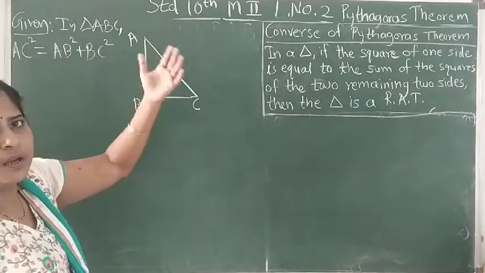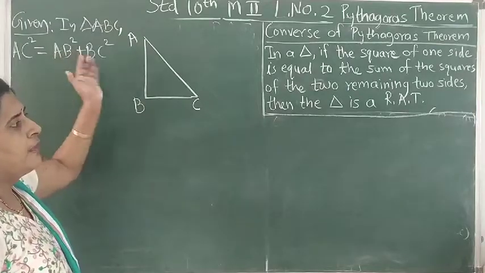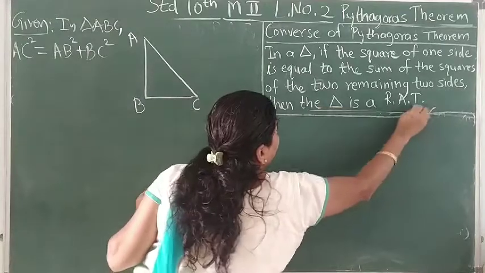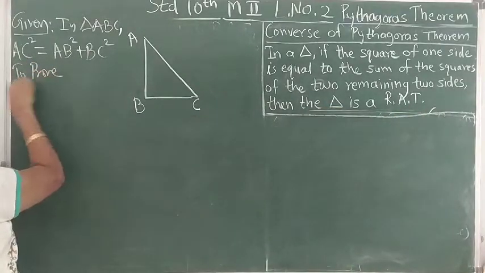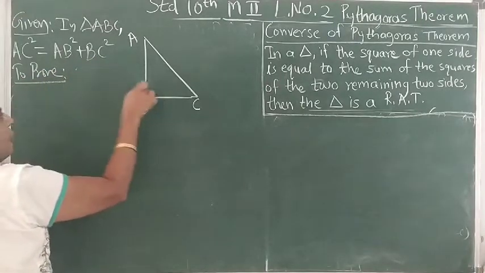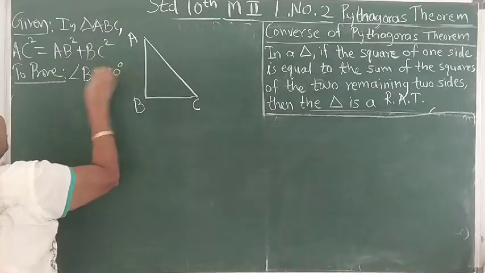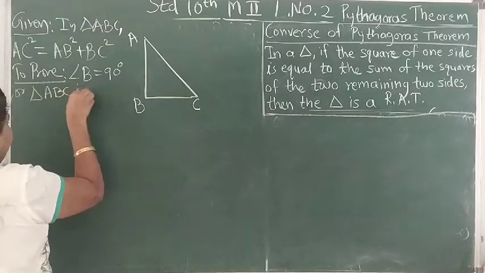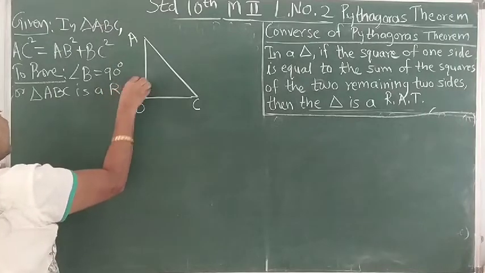Now this is given. Okay. In the original theorem, we have proved this. Now this has become given. Then the triangle is a right angle triangle. So this we have to prove, that it is a right angle triangle. Okay, to prove triangle ABC is a right angle triangle, or you can say angle B is 90 degrees, or you can say triangle ABC is a right angle triangle. Anyway, we can write it. Let me make it short.